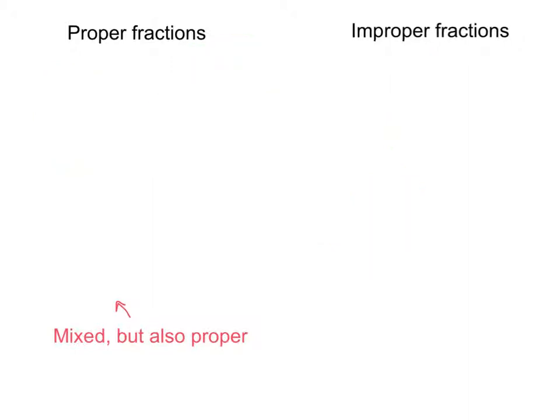Let's say we have, I don't know, how about 15 over, let's say 15 over 2. How about that? So 15 halves. Again, that top number is a lot bigger than that bottom number, so that's what makes it an improper fraction.